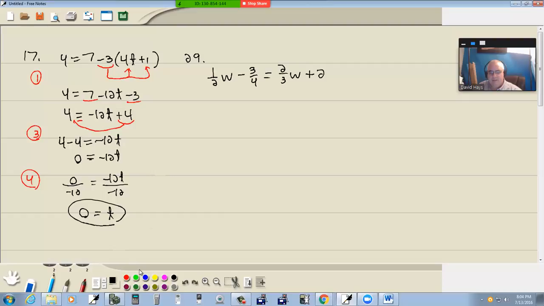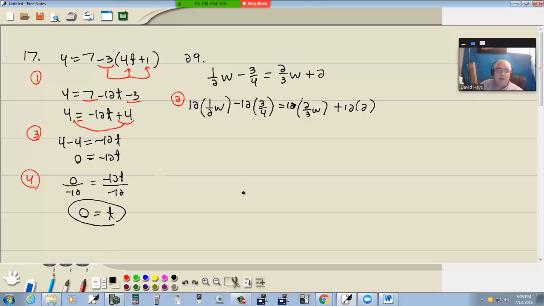Okay. Step 1, get rid of parentheses. Don't have any. Step 2, get rid of fractions. Multiply everything by the LCM of all your denominators. We got 2, 4, and 3. Our LCM would be 12. So I'm going to take 12 times 1/2 w minus 12 times 3/4 equals 12 times 2/3 w plus 12 times 2.